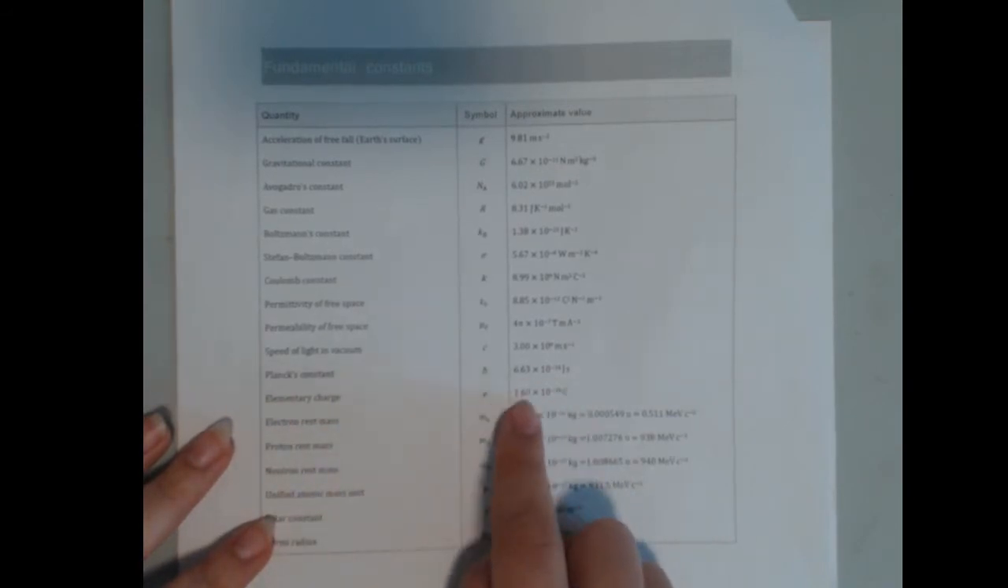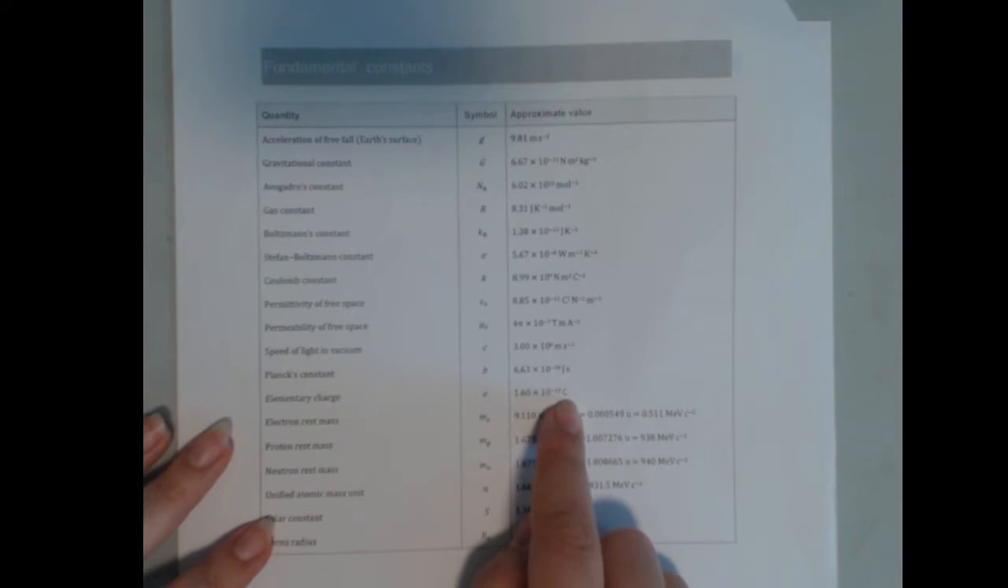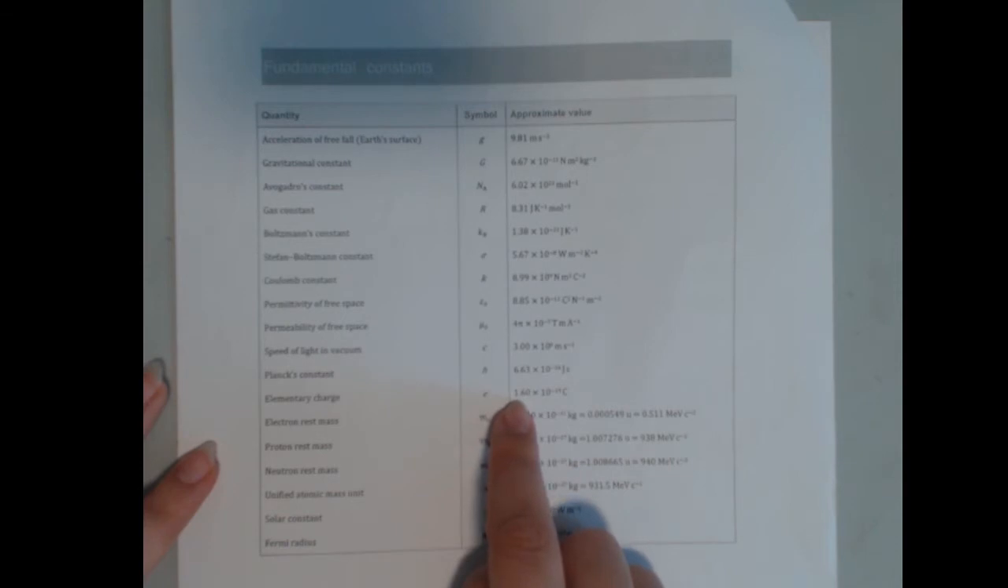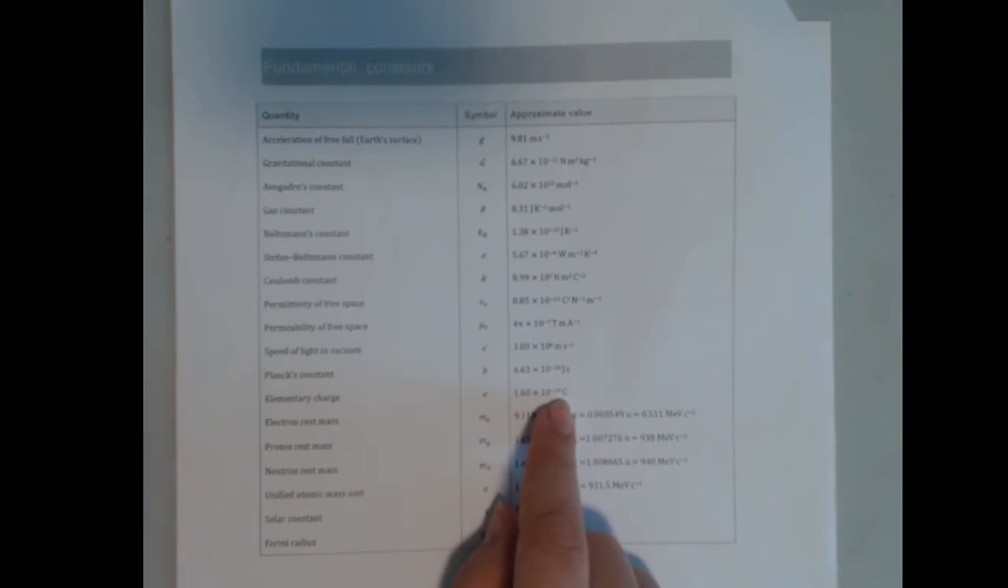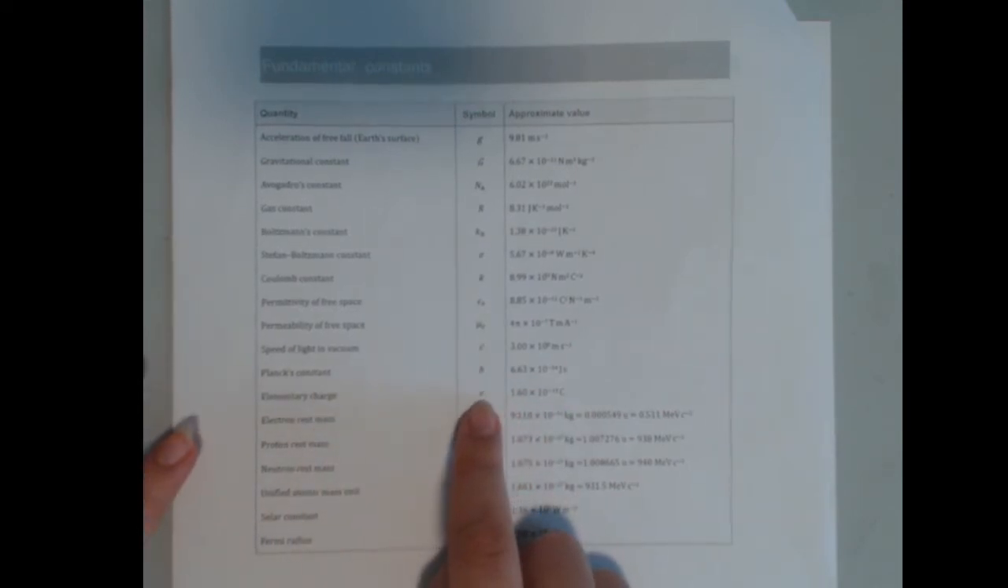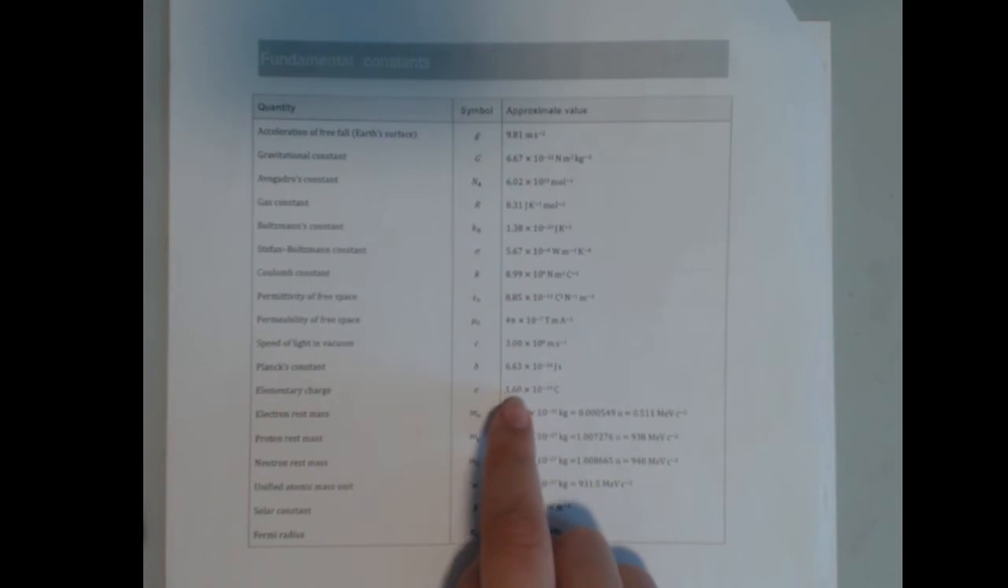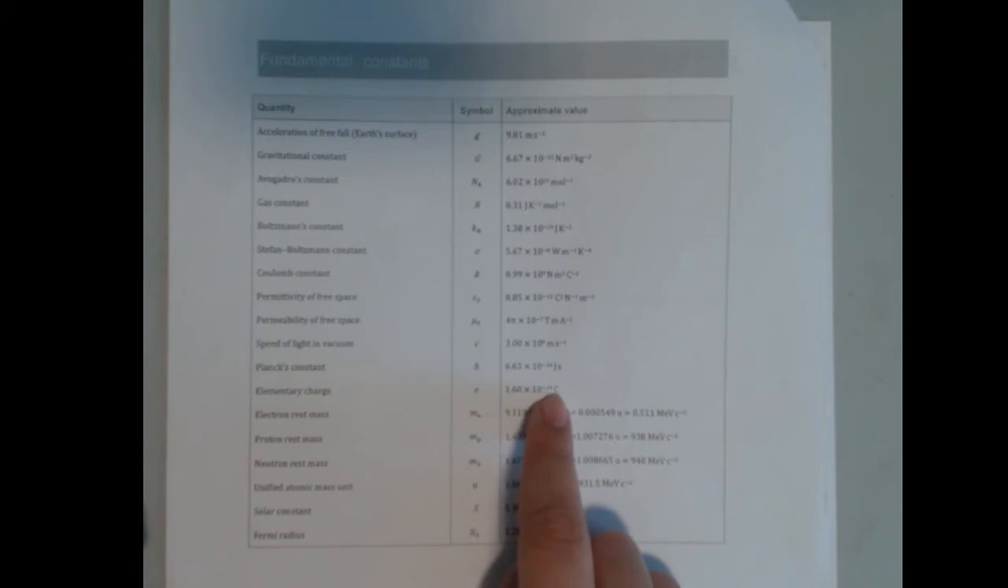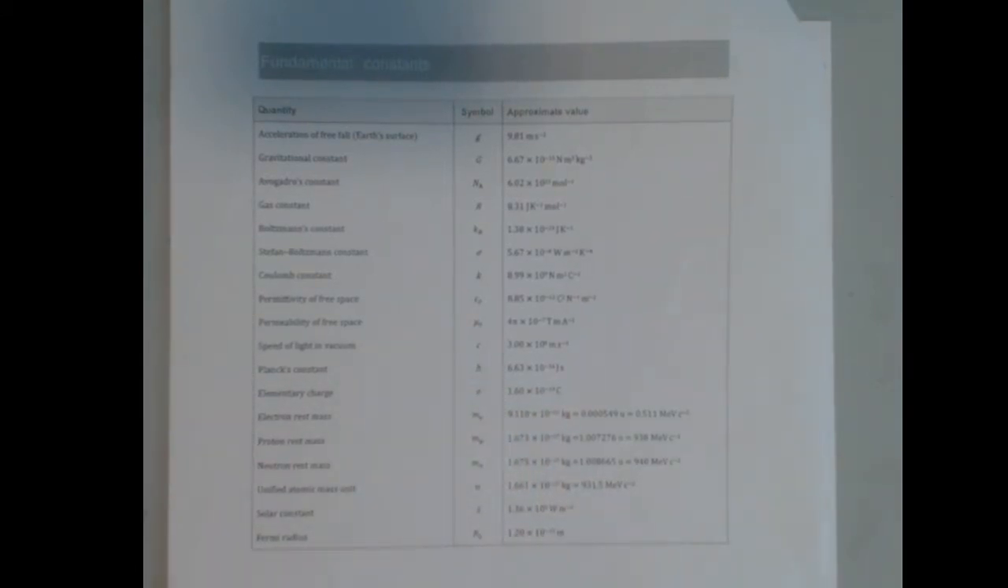There is a value here, and it's measured in capital C, which we saw before is coulombs, the unit of measure for charge. And the value is 1.60 times 10 to the negative 19 coulombs. So this is the charge of what's called an elementary charge. Now, a proton has a positive charge of this value, and an electron has the same magnitude of charge, but with a negative sign in front. And of course, a neutron is just 0.